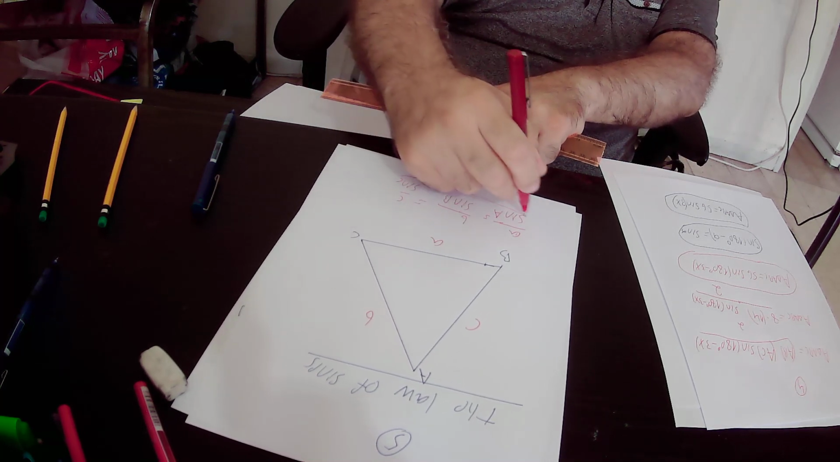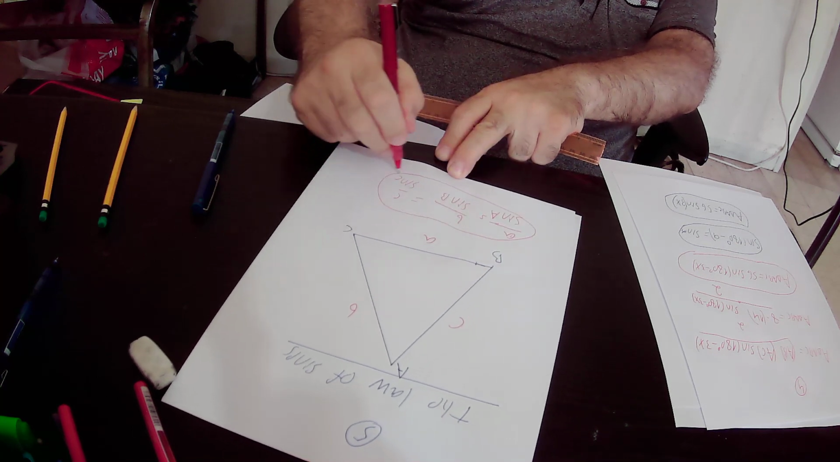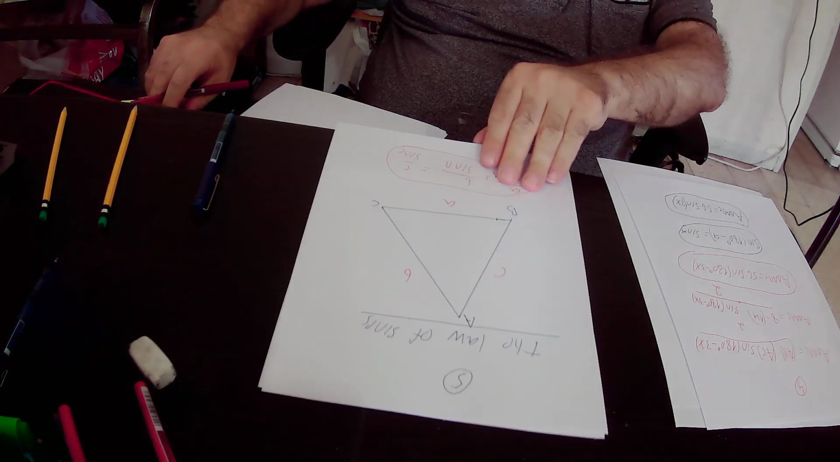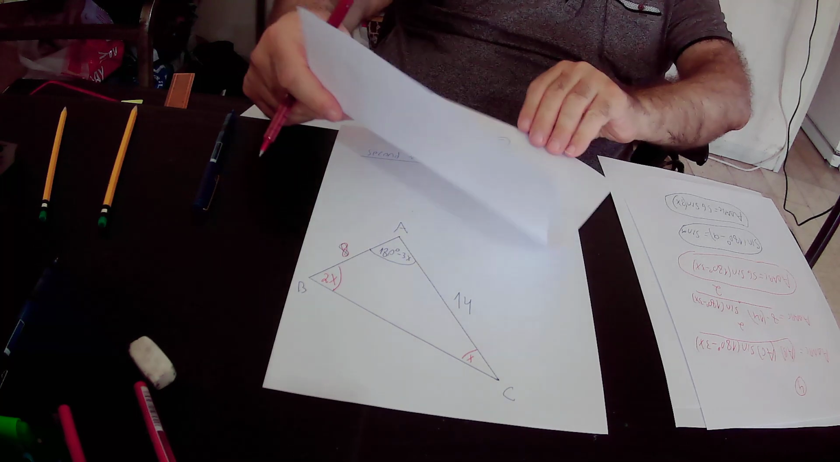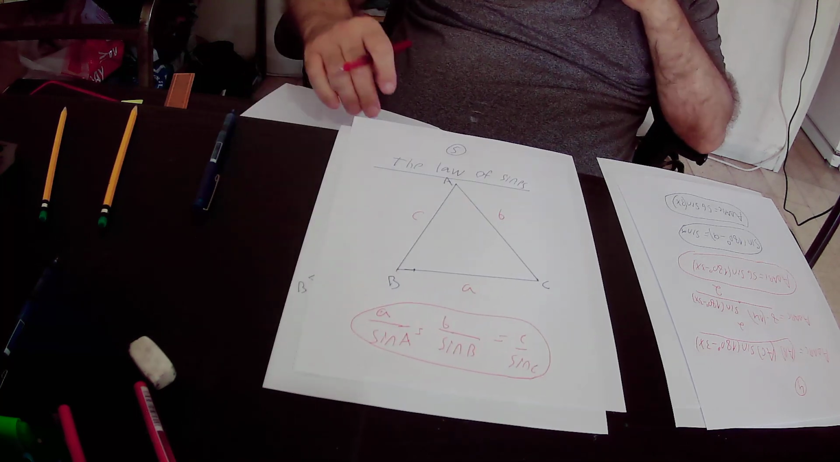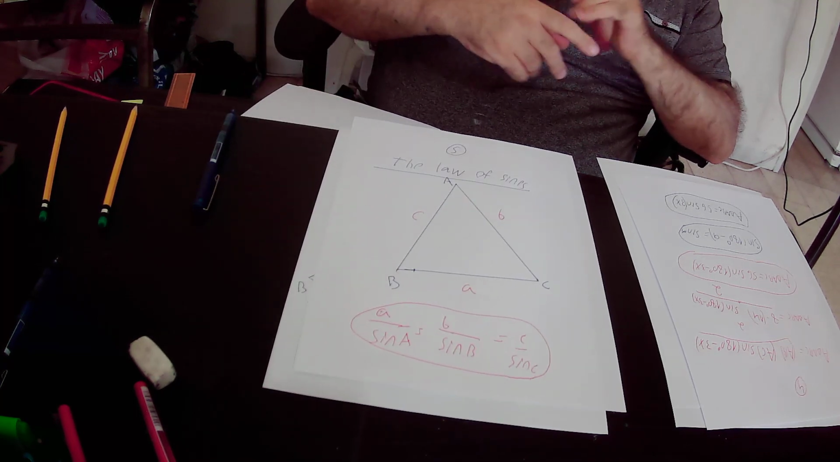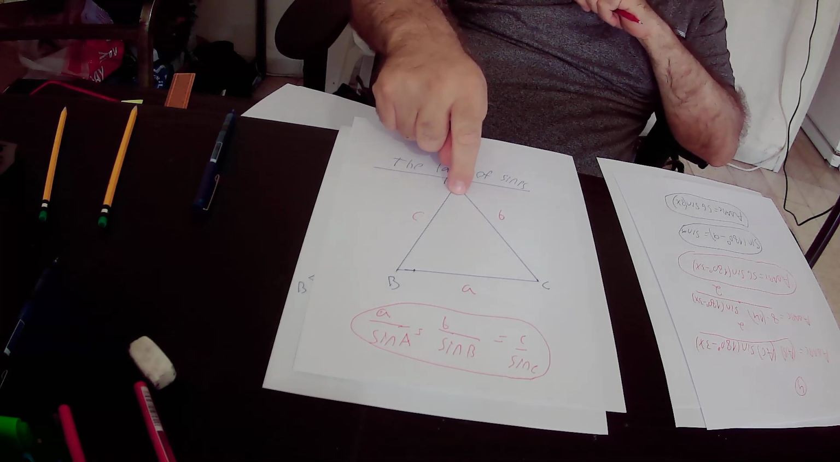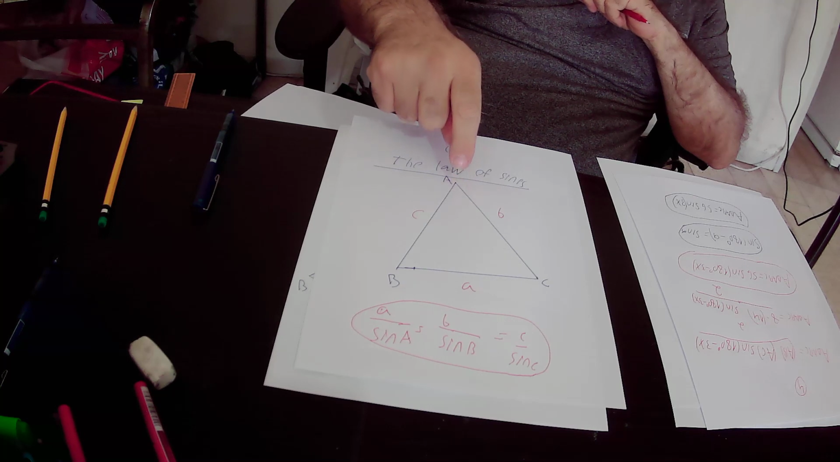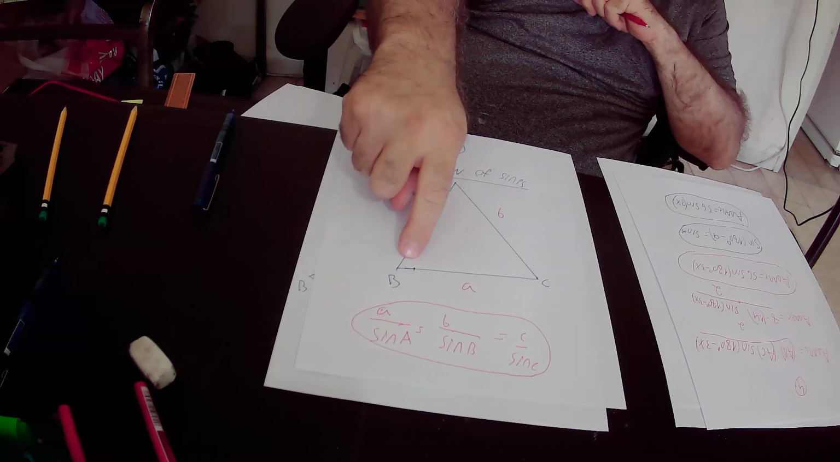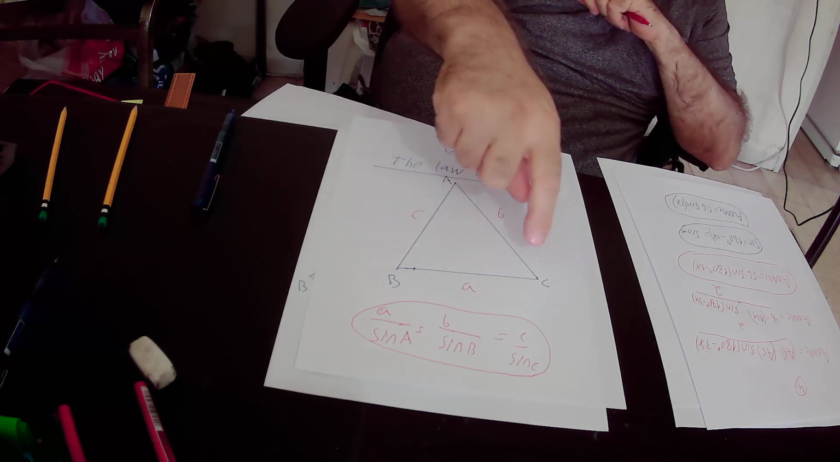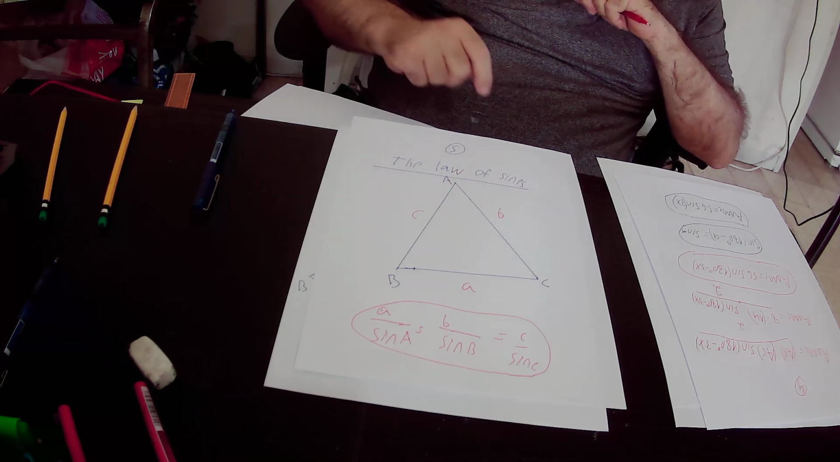Okay, so we can implement the law of sines in any triangle. Again, according to the law of sines, A over sine A, where A is the size of this angle, equals B over sine B equals C over sine C.